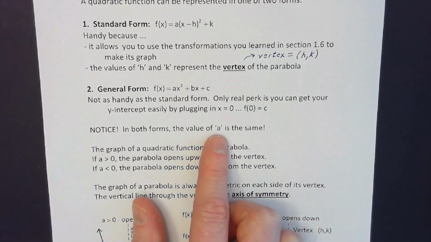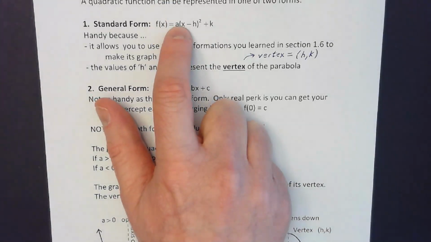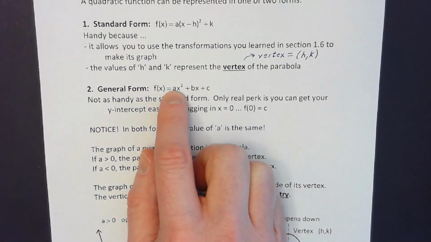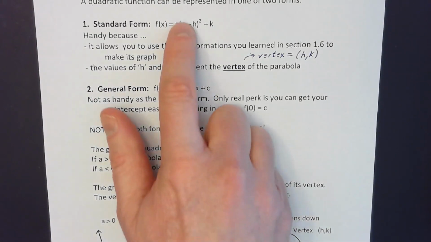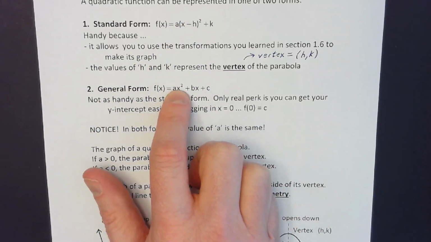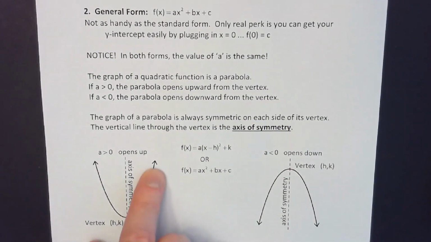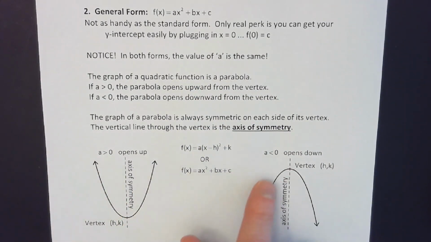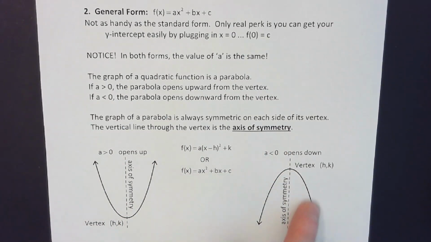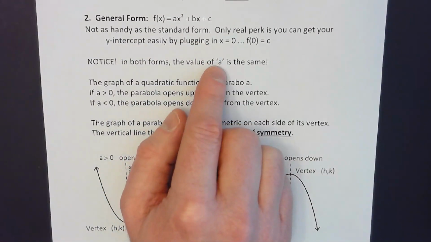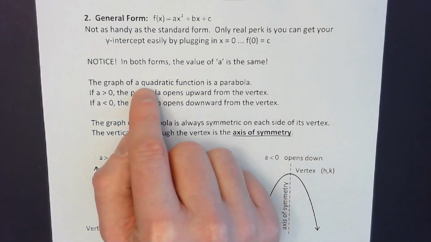Now, both of these forms, whether it's the standard form or the general form, that a is the exact same term. And remember, what I want you to remember about that a, anytime a is positive, that just means your parabola is going to open up. Anytime a is negative, your parabola is going to open down. So that term a is the same in each of our formulas.